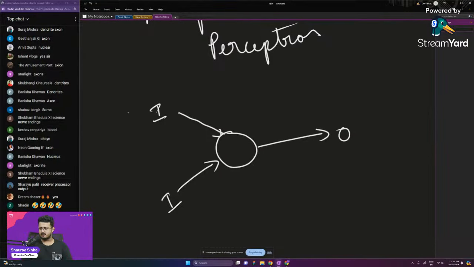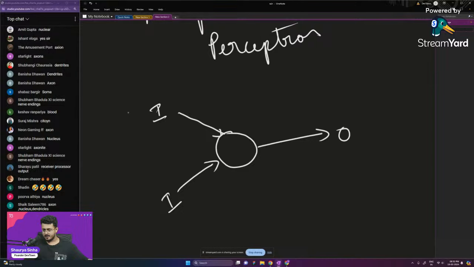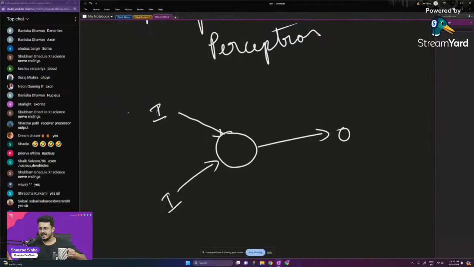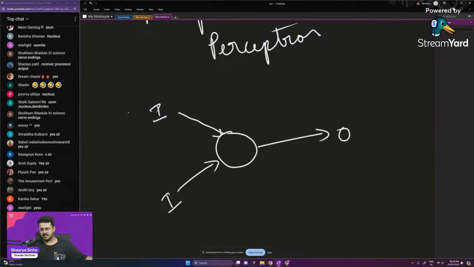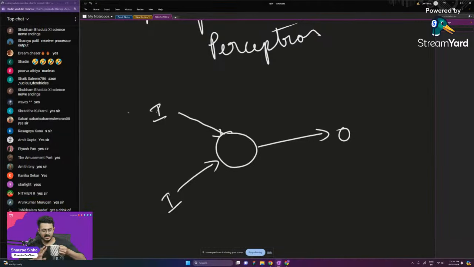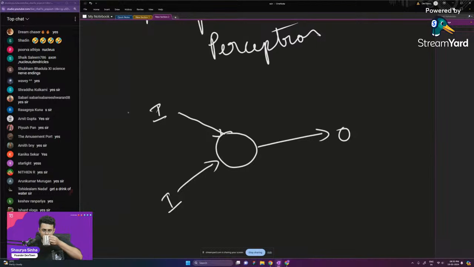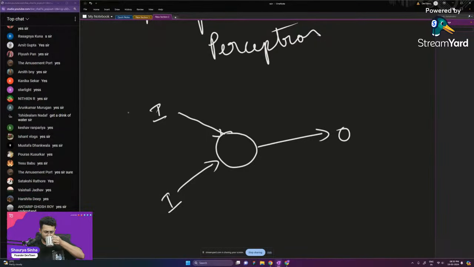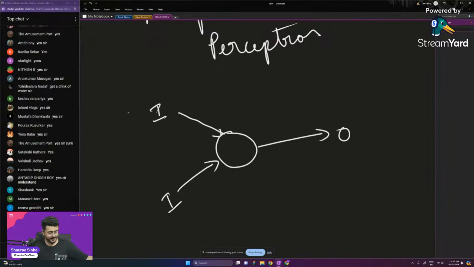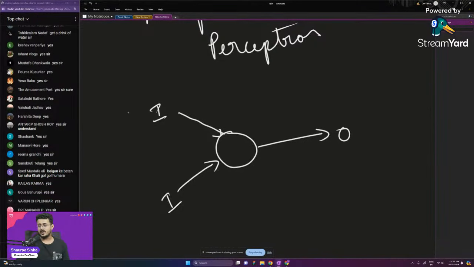Are you guys able to see this? Are you guys able to understand this? This is a very rough sketch. We are going to discuss how everything works, but still, are you able to understand this? Please let me know. Give me a second, guys, let me just drink a little bit. Thank you so much, guys.